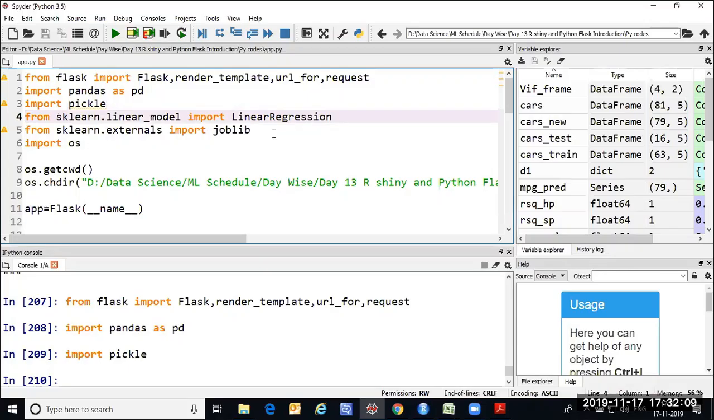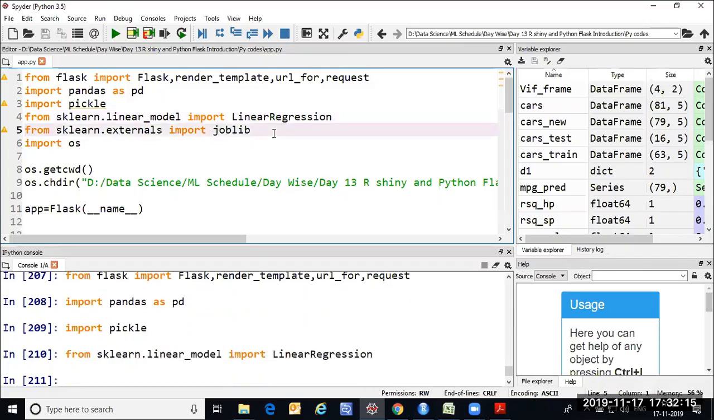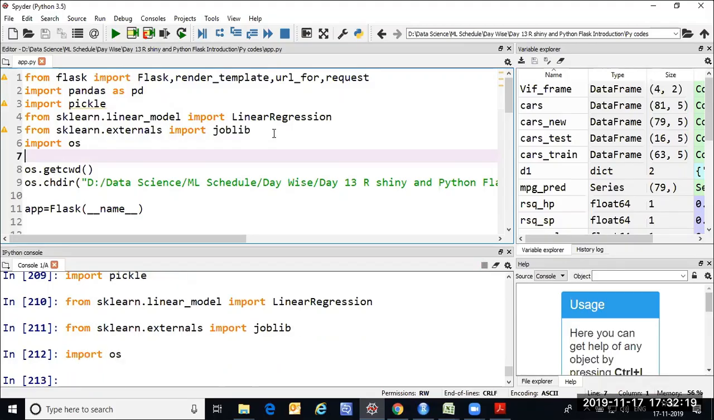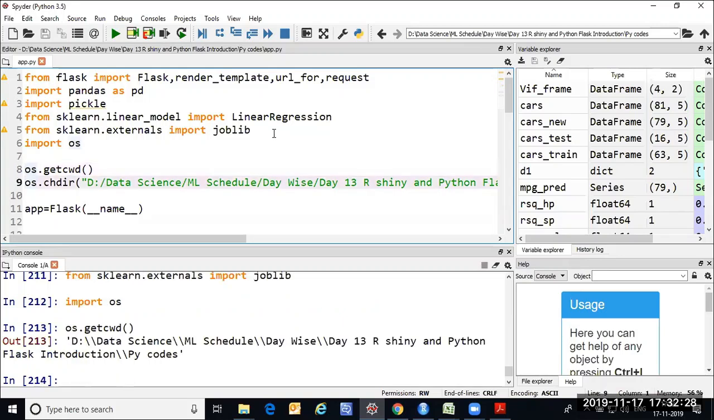Linear regression, of course, we are using that for predicting the car's mileage. We are using linear regression from sklearn, and I'm also importing OS to interact with the files that are there in the directories. For setting up directories, I've already pointed to that.